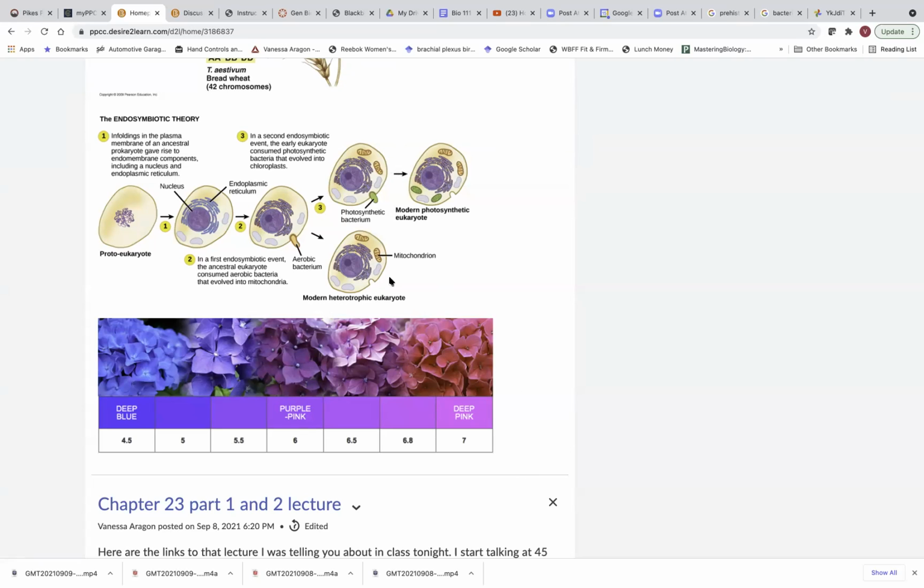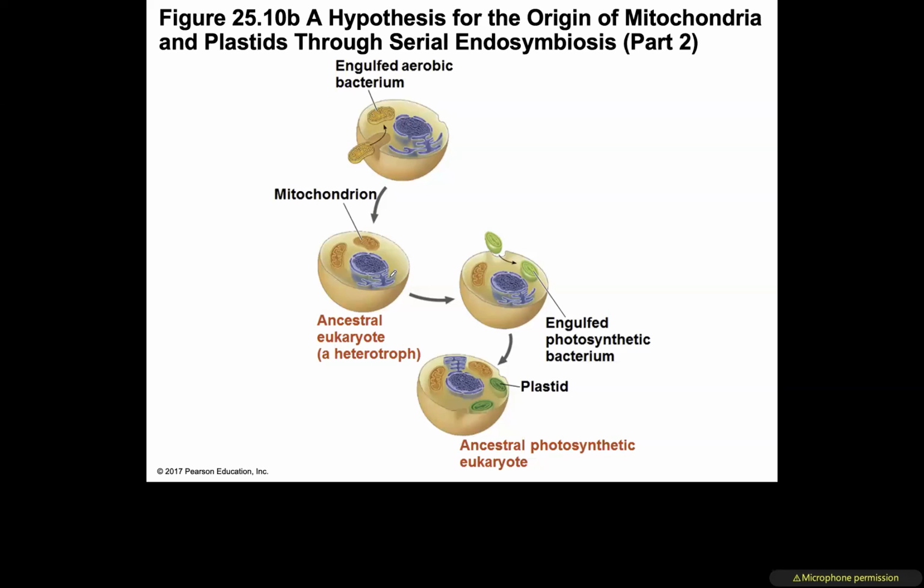Perfect. All righty, so then same thing. Mitochondria being engulfed led to the ancestral heterotrophic organism, one that needed to acquire energy from another organism. And then with plastids and chloroplasts being engulfed, that led to the early photosynthetic eukaryotic organism, which, for example, is going to be your plants or your protists.